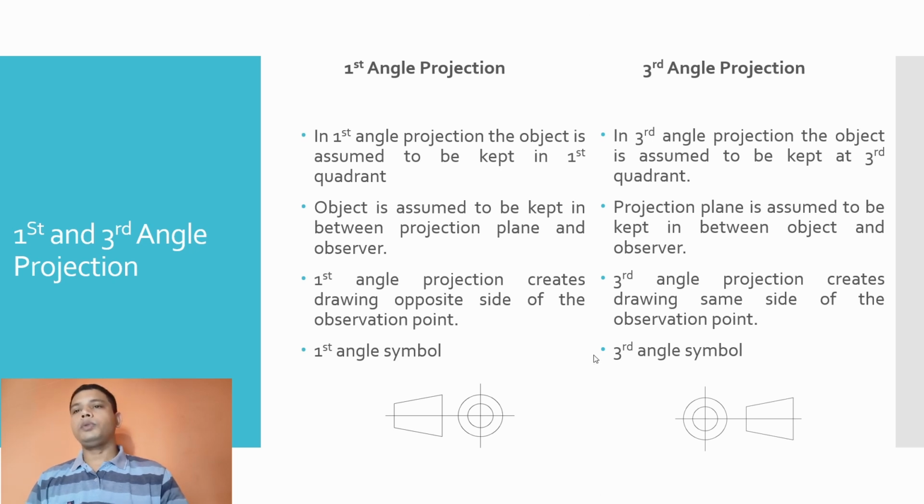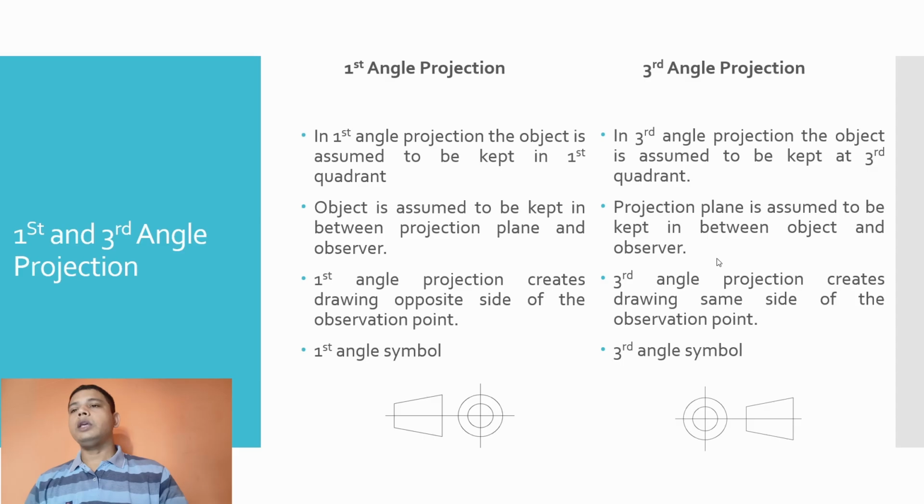In first angle projection, the object is assumed to be kept in the first quadrant. That means, as I said earlier, if I put the object in the first quadrant, then whatever image or drawing is generated will be in the first angle projection. And in third angle projection, the object is assumed to be kept in the third quadrant. That means I put the object in the third quadrant, and the drawing made is called the third angle projection.